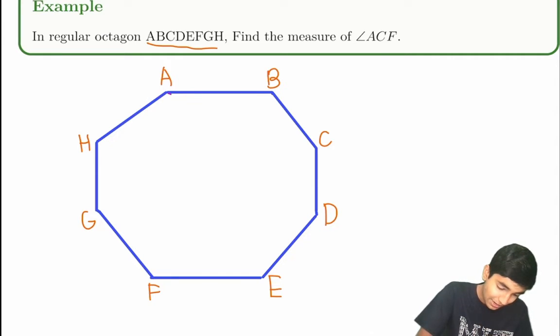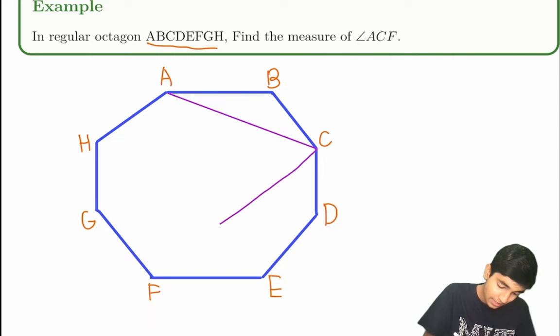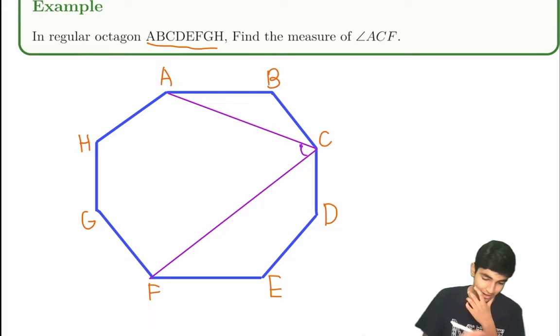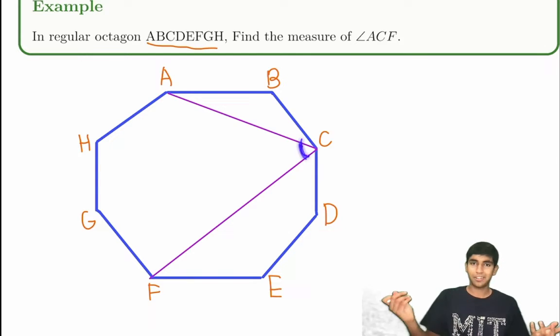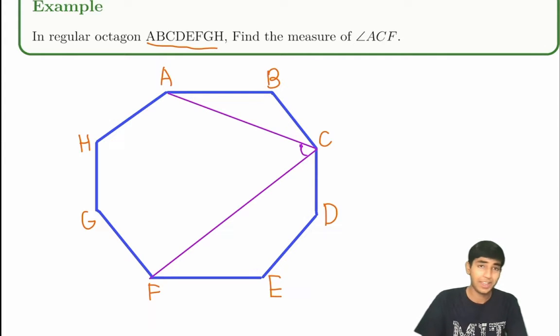Okay, so we got this random angle ACF. Hmm. This is a very strange angle, isn't it? It's not like an interior angle or anything. It's just a strange angle appearing in the middle of nowhere. What is this? I mean, there's many ways to solve this actually. One way is to do a giant, really messy angle chase using these angles and then some of these angles, and believe me, it's not going to be easy at all. Is there an easier way to do this?